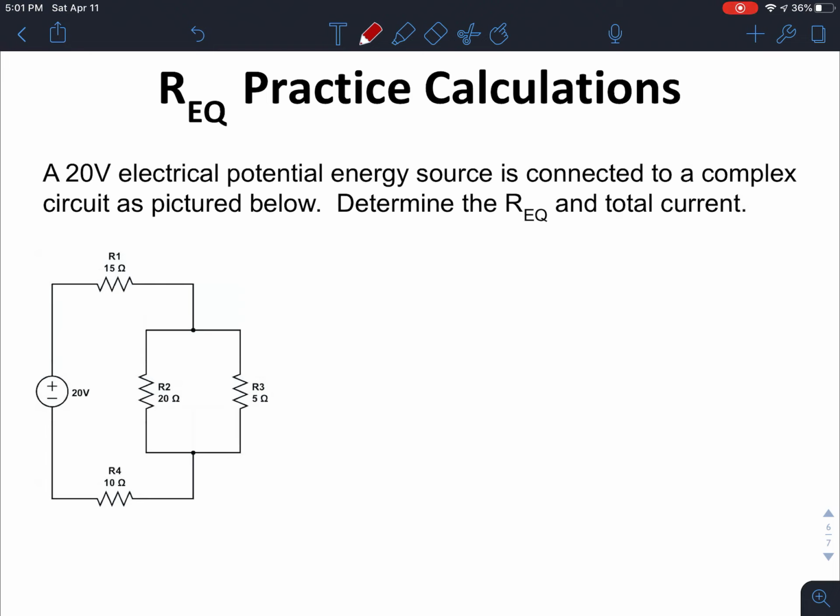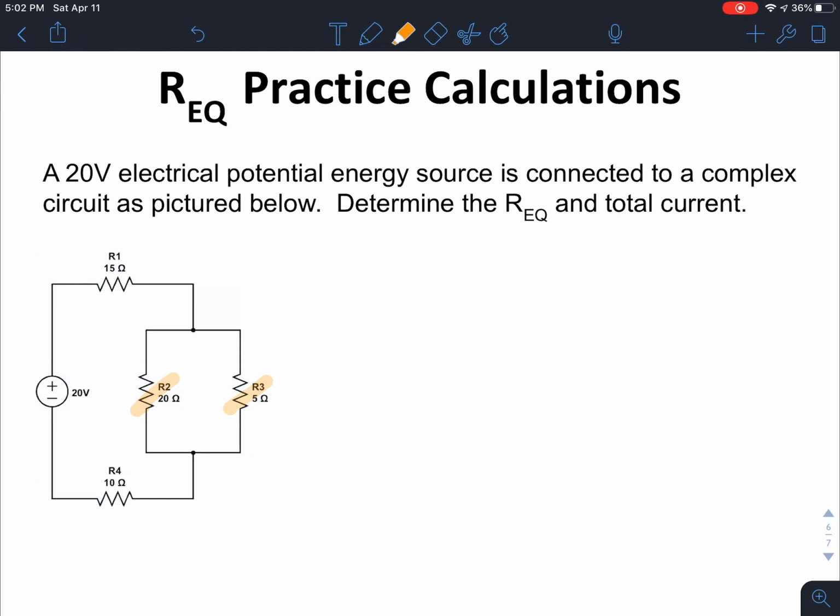And we're going to talk about why that's important in our homes in the next and last part of this lesson. So let's do one more little example. Here we have a 20 volt battery, and it's connected to a complex circuit, as we can see below. This circuit is a combination of both parallel and series. Resistor 2 and resistor 3 are in parallel with one another, and then those two resistors are in series with resistors 1 and 4.